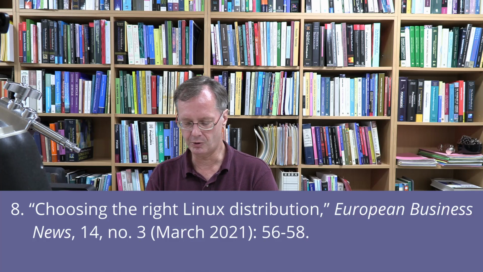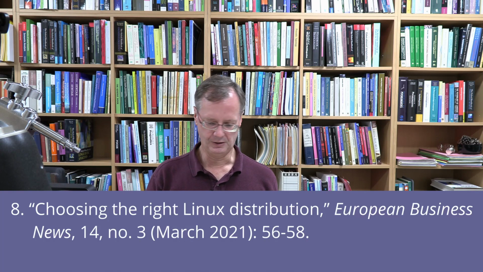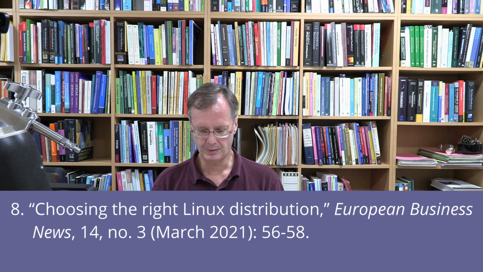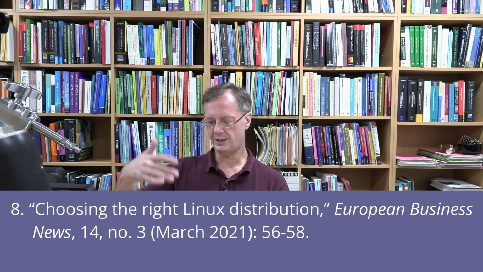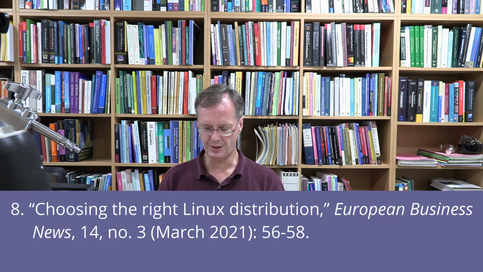Some periodicals, especially magazines, might have a volume number or volume and issue number. So you could do those like this one. We have "Choosing the Right Linux Distribution." This is a fictional example, European Business News. Volume 14, number 3, then the date is in parentheses, and then the page numbers.